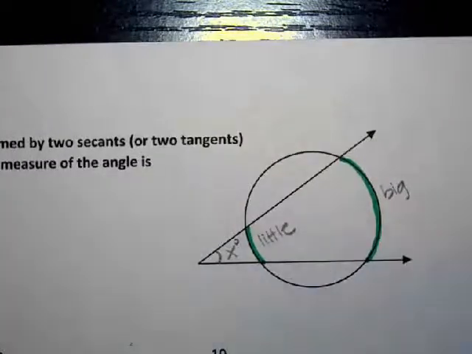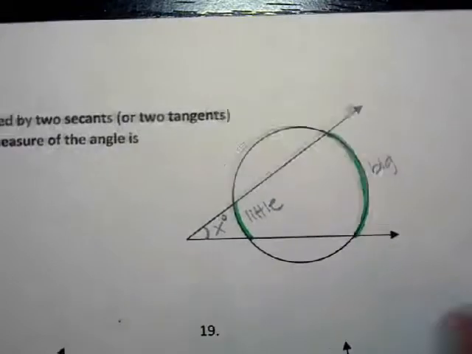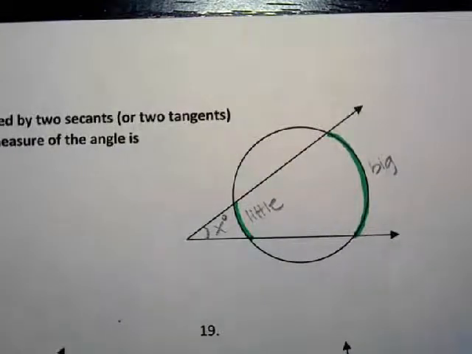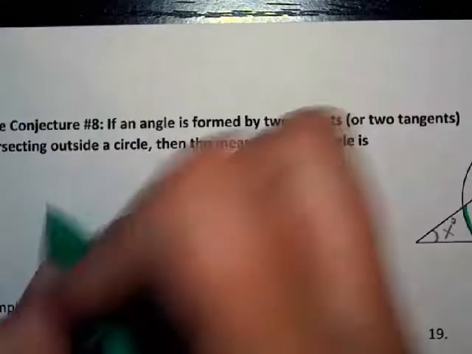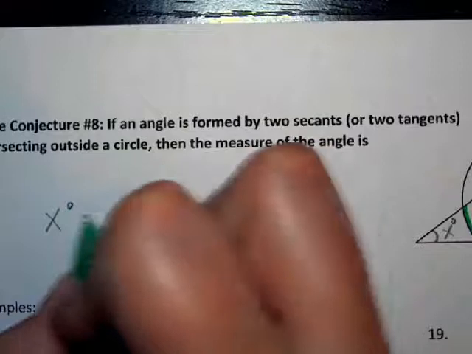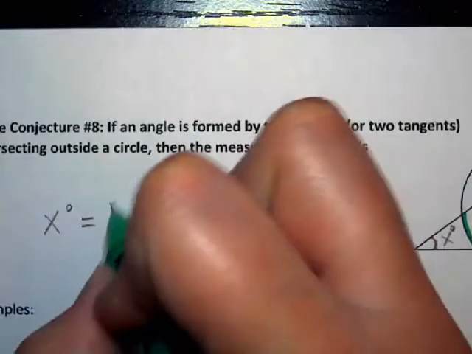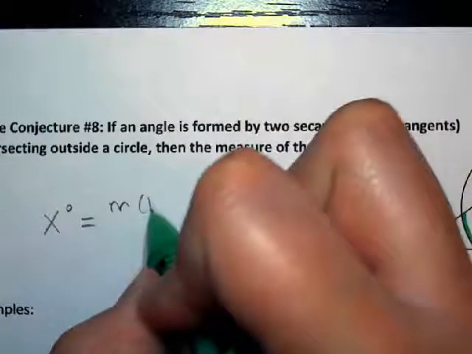Okay, so the formula is x, for the angle, equals the measure of the big arc minus the measure of the little arc, divided by 2.